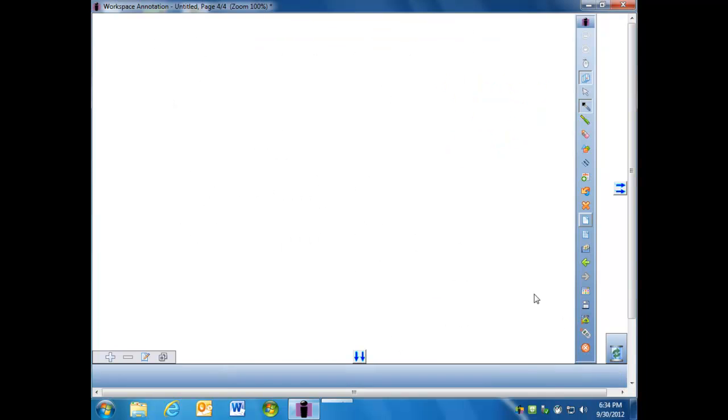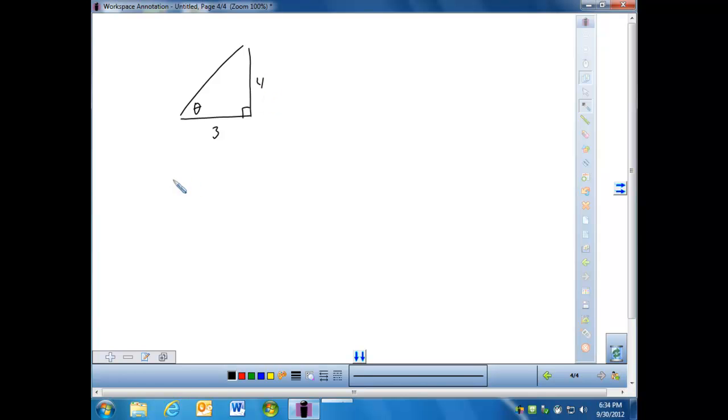Here, one more example. Maybe it's easy, maybe it's harder, depending on your visual understanding of angles and right triangles and things like that. Suppose we want to find that theta. We want to find its trig values. Now, hopefully you had a really good geometry teacher who taught you how to do all of this. We'll pretend that you did.